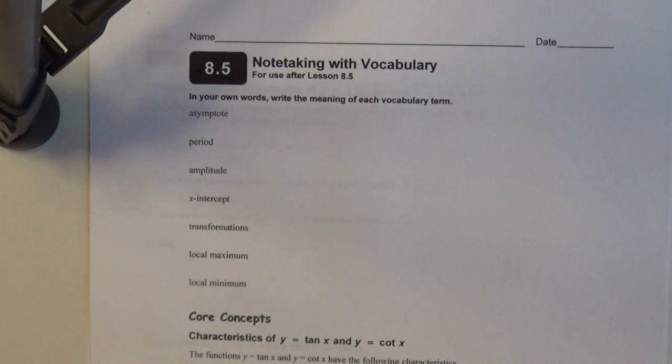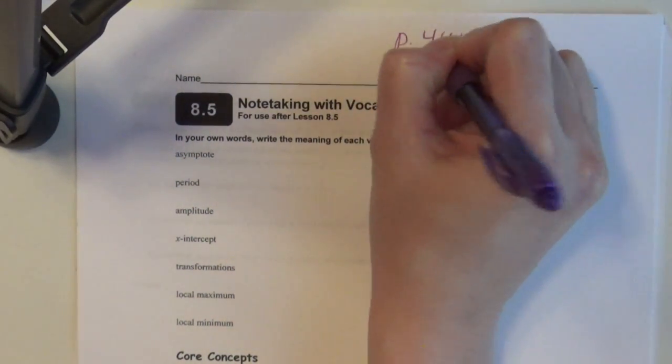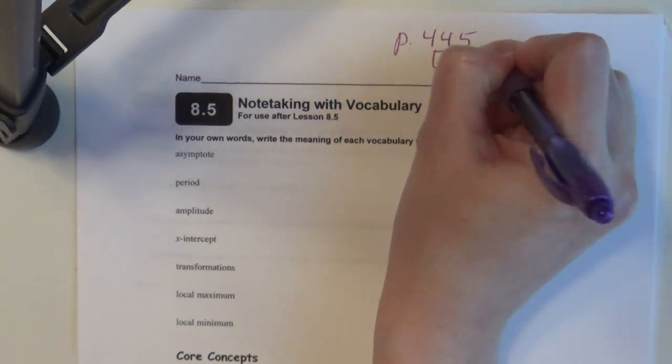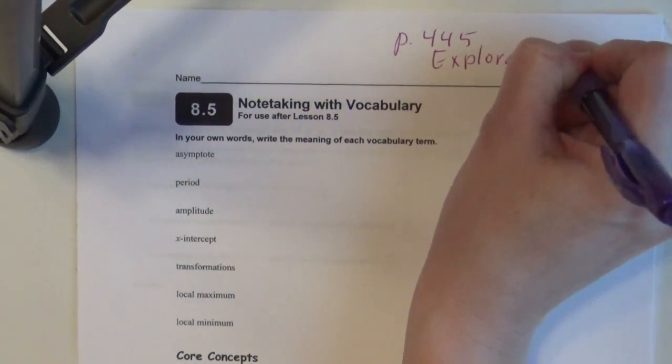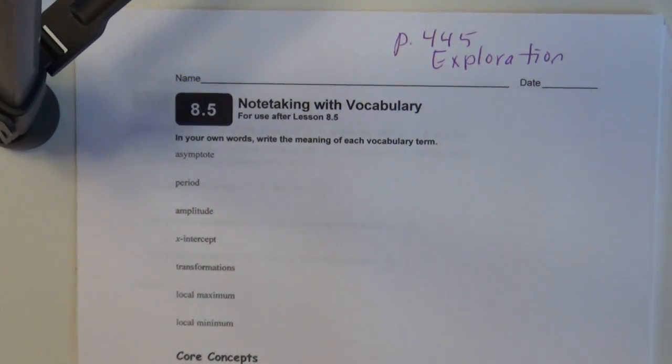Welcome to section 8.5. In this section we're going to be looking at the graphs of tangent, cotangent, cosecant and secant graphs. Before you start this section, you should have already completed textbook page 445, the exploration. That means you should have already graphed a tangent function on your own before you start this. If you have not done that, then please stop and go back and complete textbook page 445.